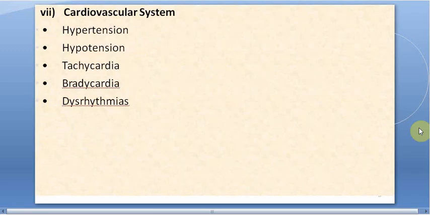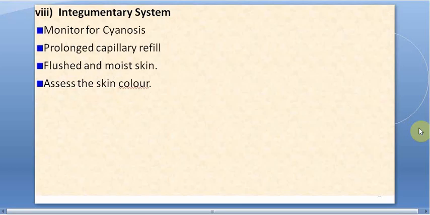Next, moving on to the cardiovascular system. Under cardiovascular, as I have already mentioned, you have to monitor the blood pressure and see the circulation. When you are monitoring the BP, you have to check for hypertension and hypotension. This I have already explained. Then see whether there is an increased or decreased heart rate. Increased heart rate refers to tachycardia. Decreased refers to bradycardia. Dysrhythmias or arrhythmias mean abnormal heart rate or heart rhythm.